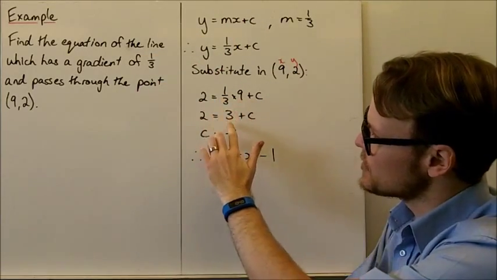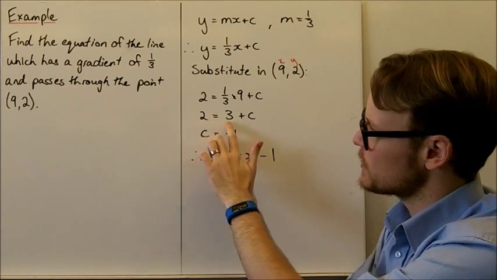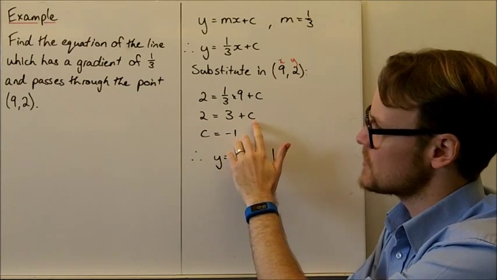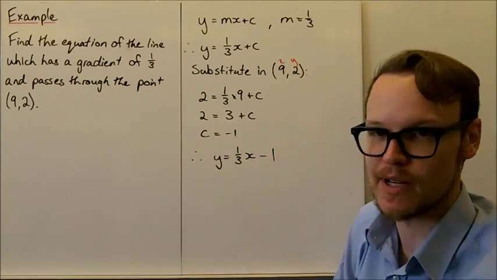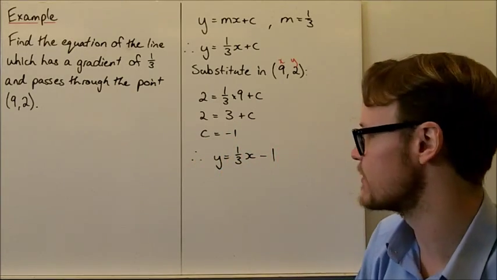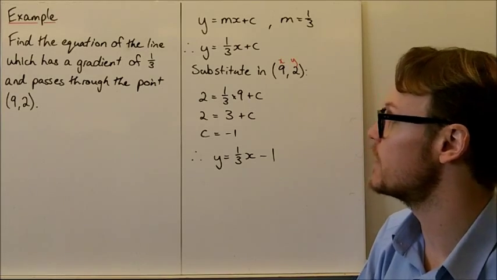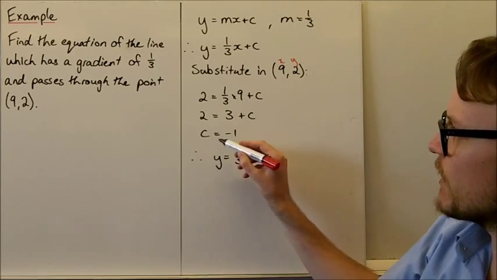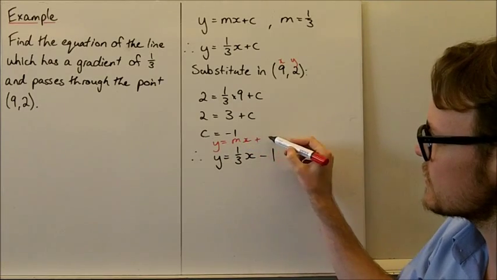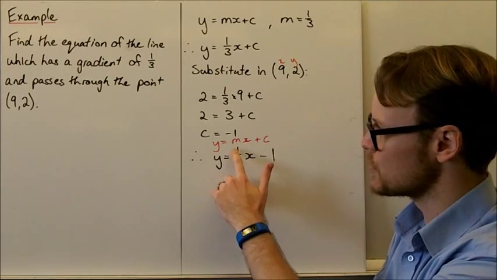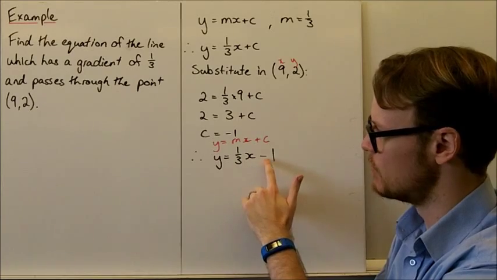1/3 times 9 is 3, so I'm left with 2 equals 3 plus c. The value for c that makes this statement true is -1. So c must equal -1, our y-intercept must be -1. Therefore we can write our equation in gradient-intercept form, y equals mx plus c: y equals 1/3 x minus 1.